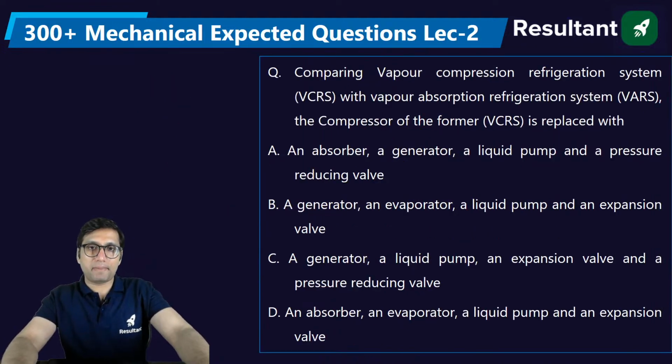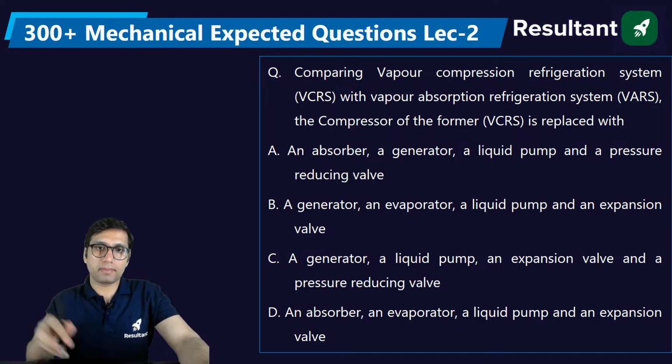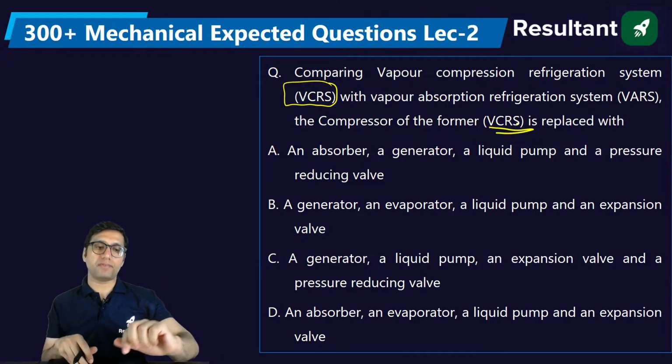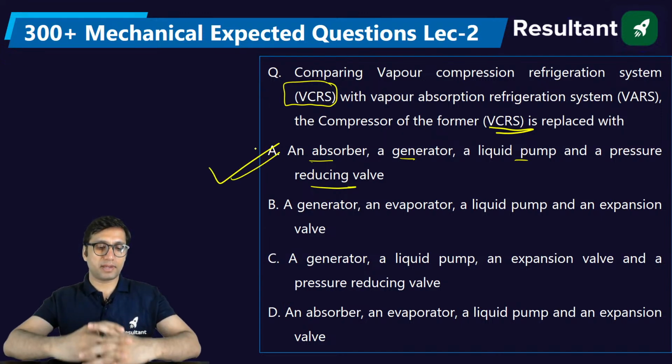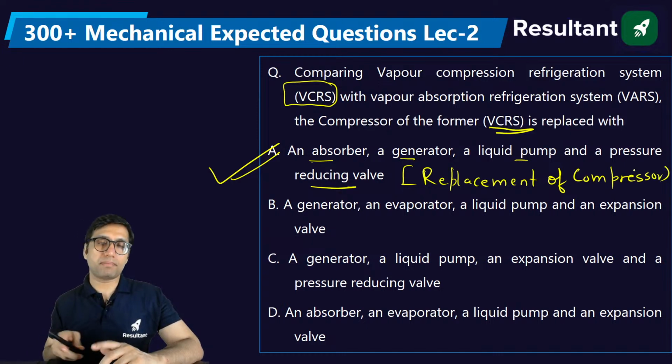Comparing the vapor compression system with vapor absorption system, the compression of the former, meaning the vapor compression system, is replaced with something else. In vapor compression system we use a compressor, but in vapor absorption we don't use a compressor. Instead of compressor we use absorber, generator, pump and a pressure reducing valve. So these 4 components are basically the replacement of compressor in vapor absorption system.